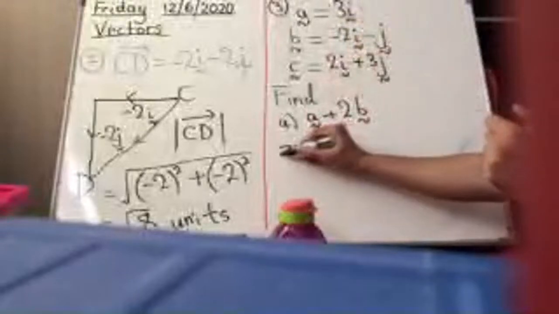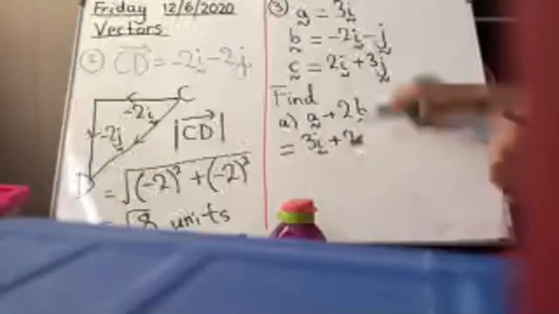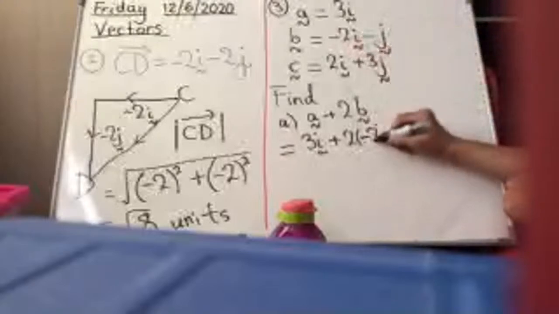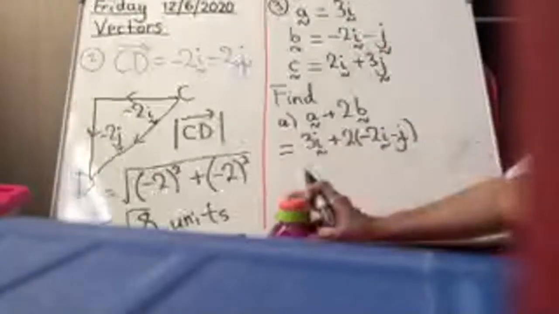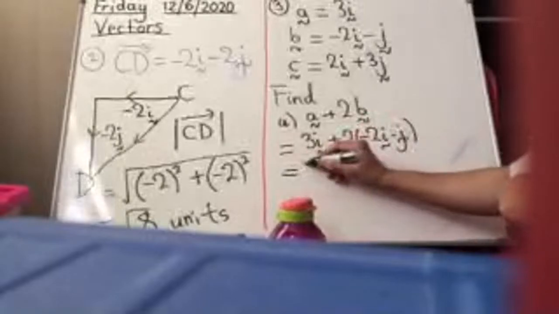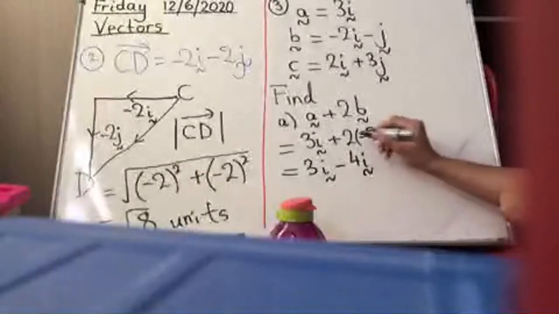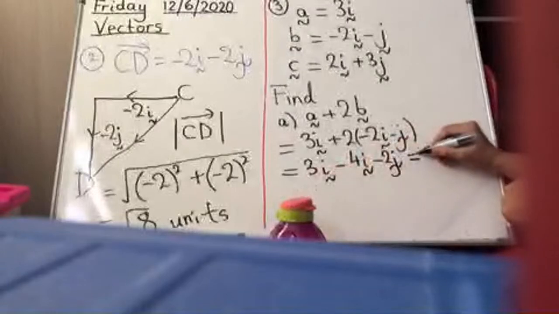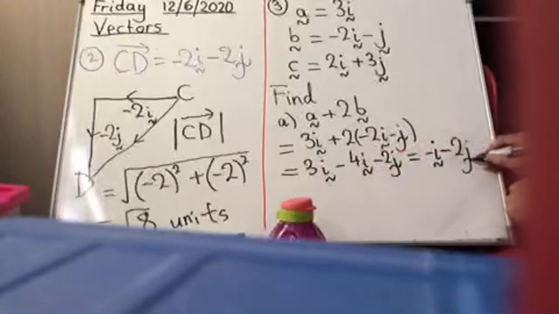So the a vector will be 3i, plus 2 bracket, the b will be negative 2i minus j. Just simply substitute in the values. Then you simplify. So you have 3i, 2 times negative 2 will be negative 4i, and 2 times negative j will be negative 2j. Then 3 minus 4 will be negative i, and then minus 2j. So this is the final answer.